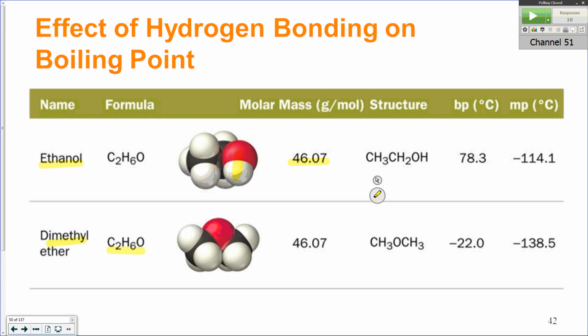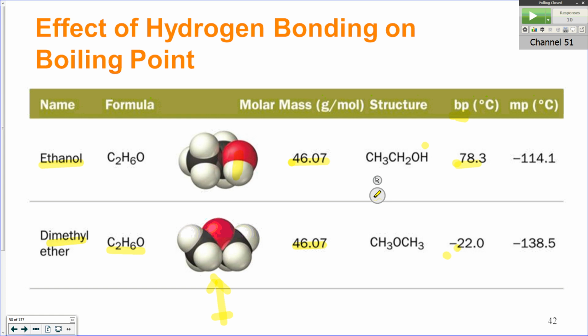Now, both of the compounds are polar. There is a dipole moment in dimethyl ether, and it is a slightly polar compound. But because of the super dipole of the hydrogen bond, even though the molar masses are similar, the change in the boiling points is almost 100 degrees. Negative 22 degrees for the compound that can't hydrogen bond, whereas ethanol's boiling point is around 78.